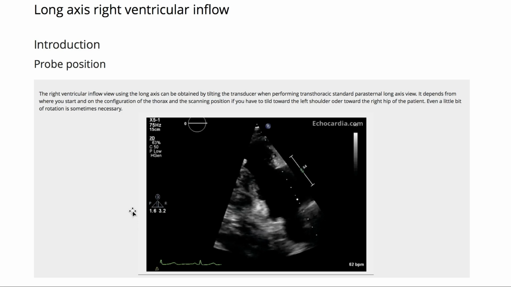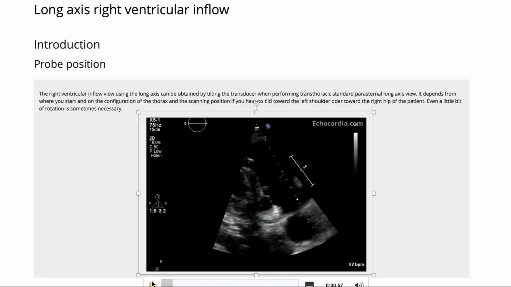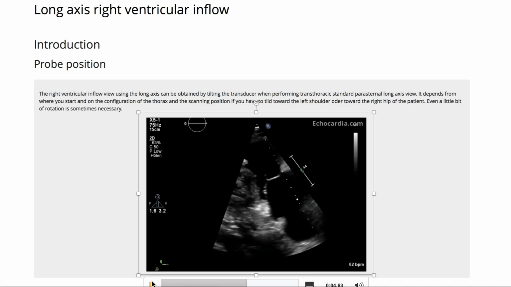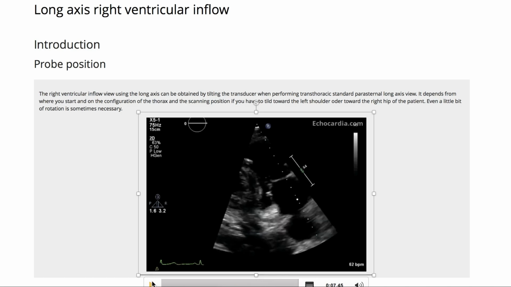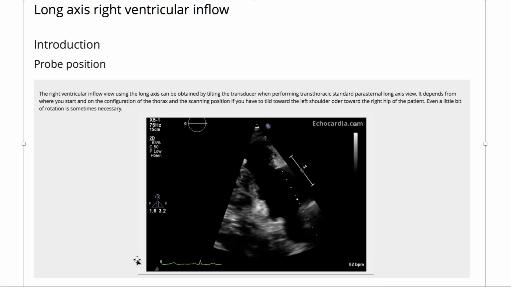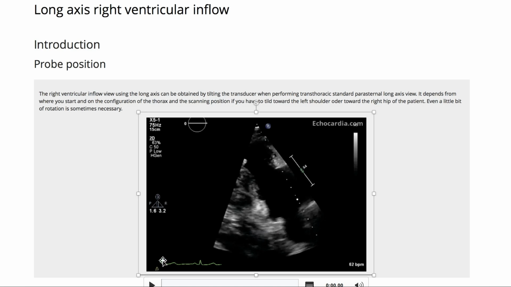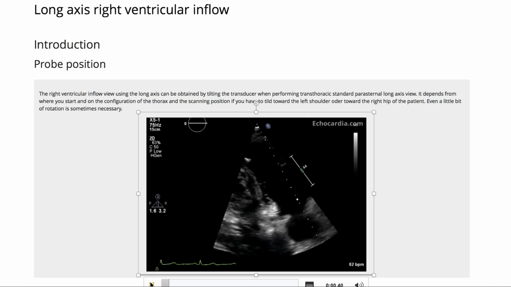The long-axis right ventricular inflow view, the probe position. The right ventricular inflow view using the long axis can be obtained by tilting the transducer when performing a transthoracic standard parasternal long axis view. It depends from where you start and on the configuration of the thorax and the scanning position if you have to tilt it towards the left shoulder over towards the right hip of the patient. Even a little bit of rotation is sometimes necessary.